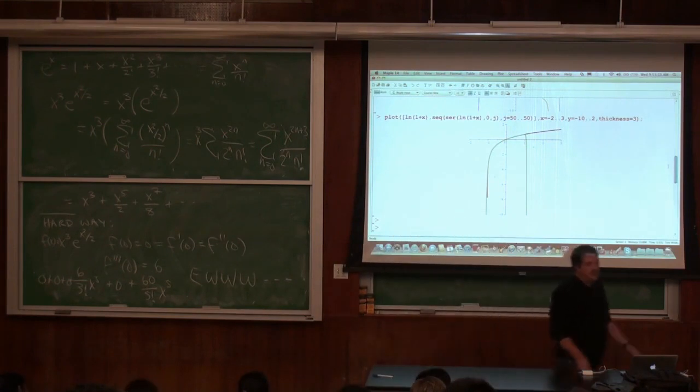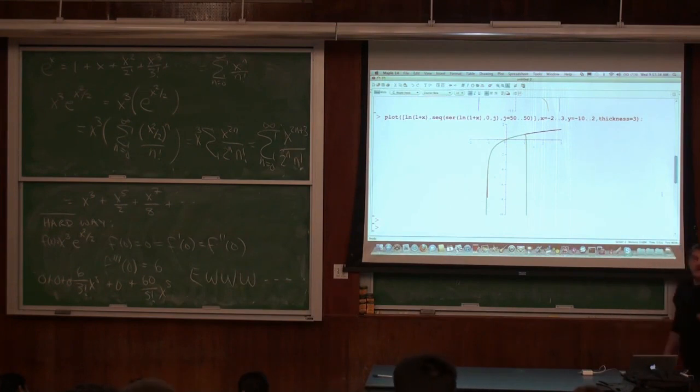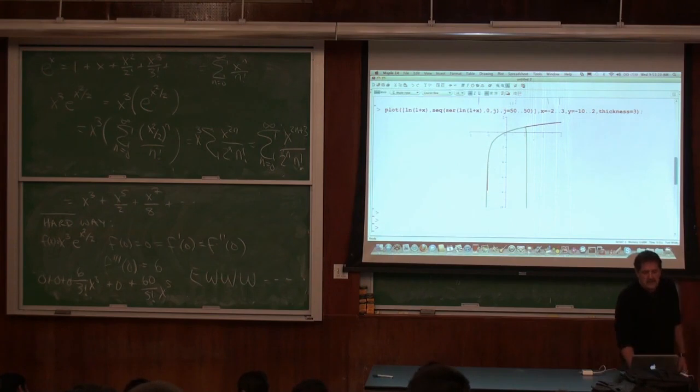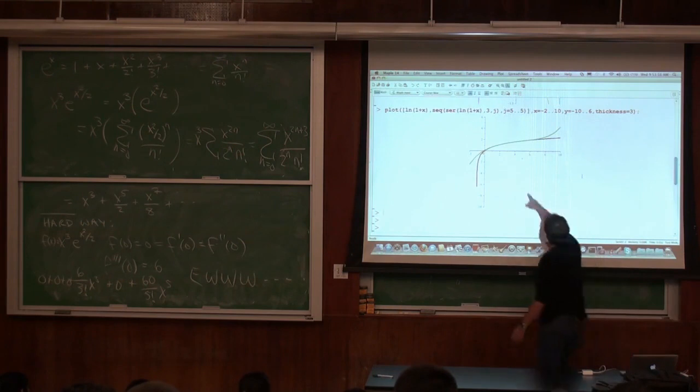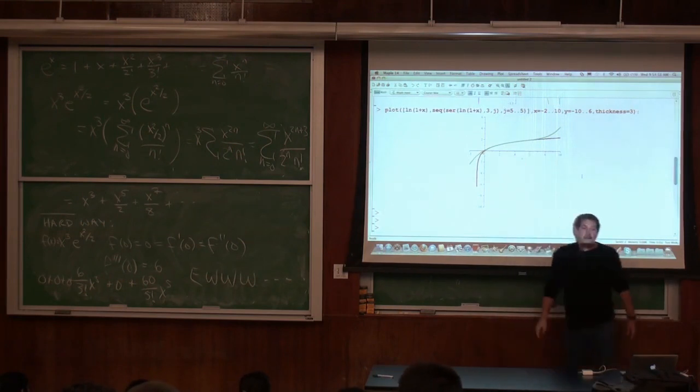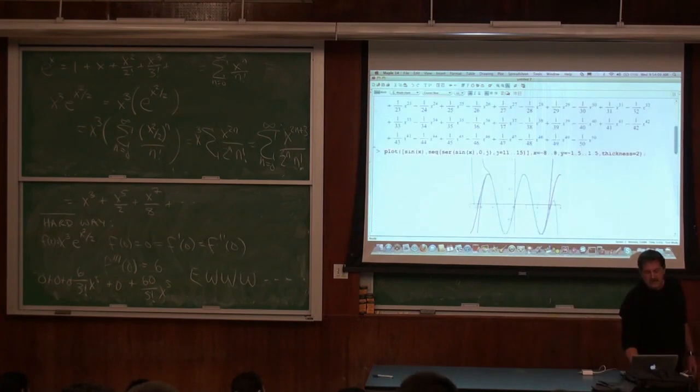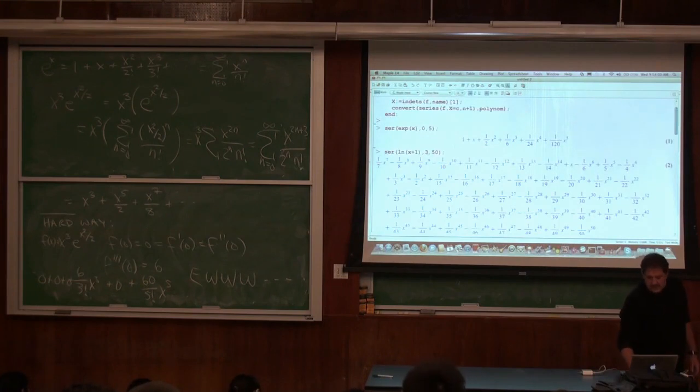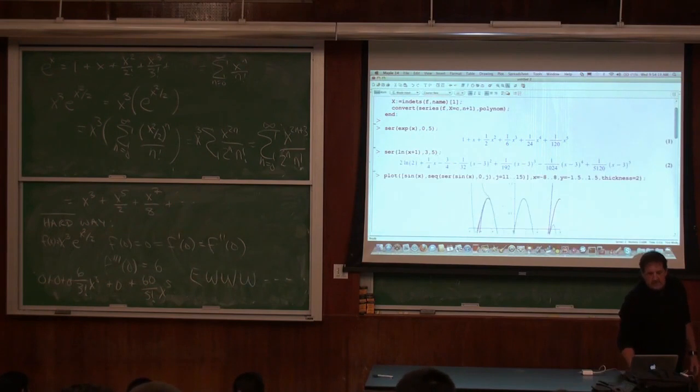Notice that also you don't have to do this stuff at zero. So for example, suppose I wanted to approximate the log of 3 by a series. I could use this same series, but expand it not at 0, expand it at 3. So here I'm taking a Taylor series centered at x equals 3, not at x equals 0. This is a Taylor series, not a Maclaurin series. So the series that I'm doing here is centered at x equals 3. And it looks more like that.